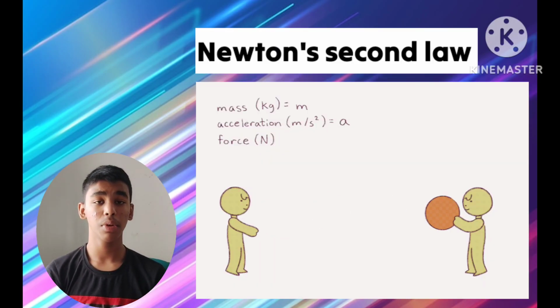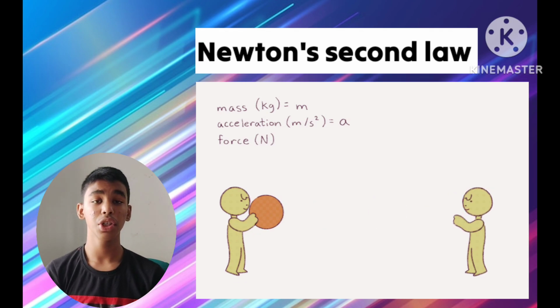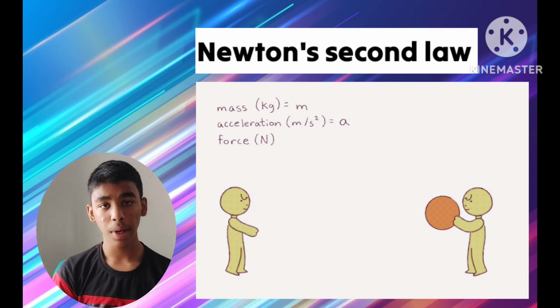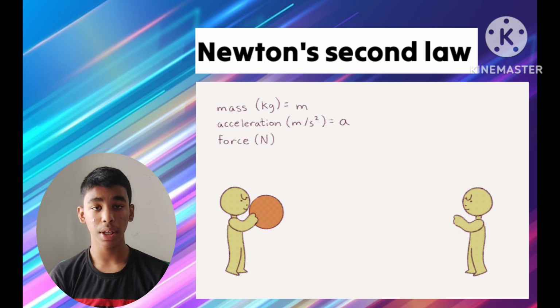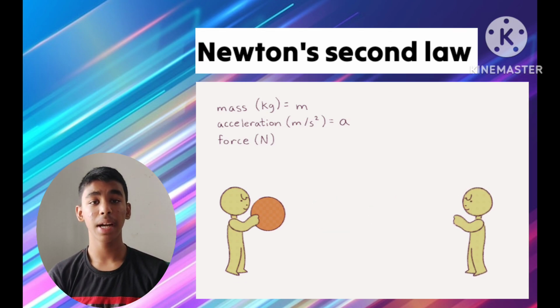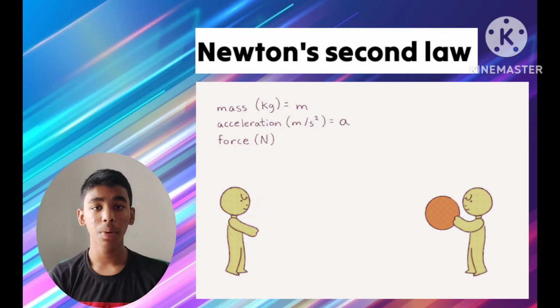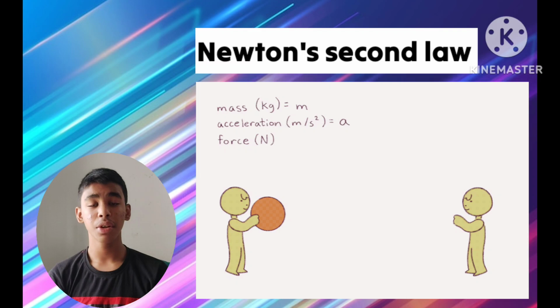Now let's talk about the second law. The second law is the derivation of force. The formula is F is equal to the rate of change in momentum with respect to time. It can be represented as dp by dt, that means change in momentum by change in time. Momentum is nothing but mass into velocity.